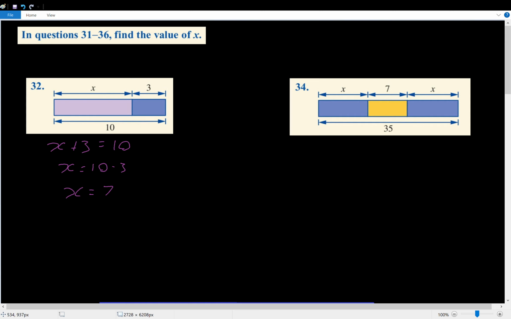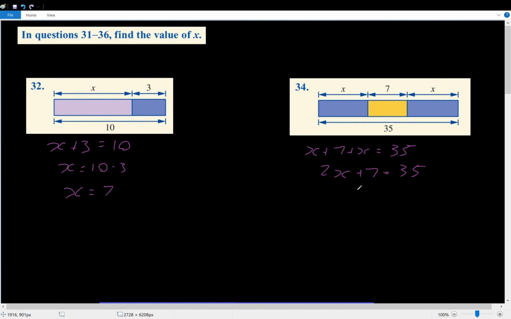For 34, on the top, we've got an x, a 7, and another x. So we're going to have x plus 7 plus x, and that's all equal to 35, like that. Well, x plus x is 2x. So we have 2x plus 7 is equal to 35. And now we've got to solve this. And we're going to move things away from this x to leave it on its own bit by bit.